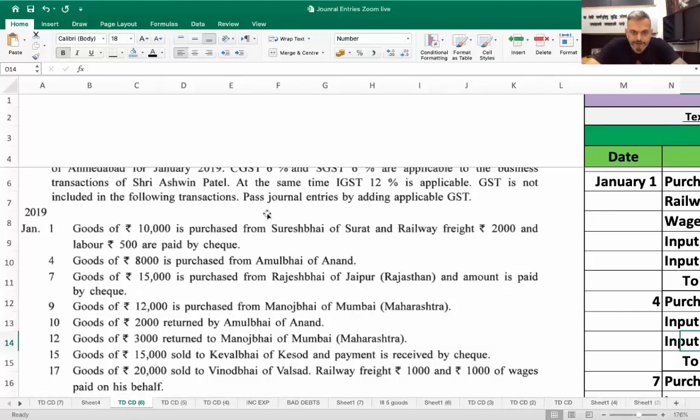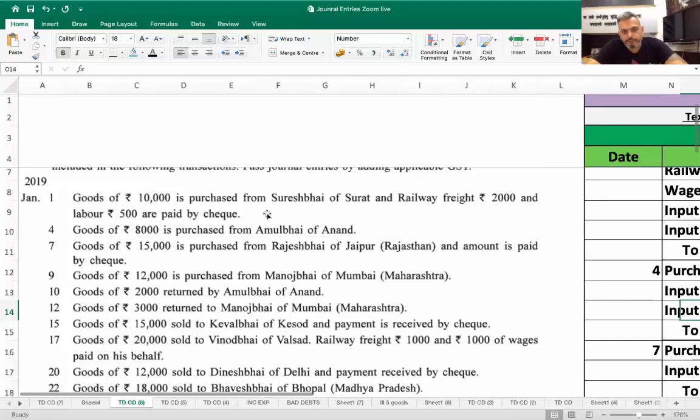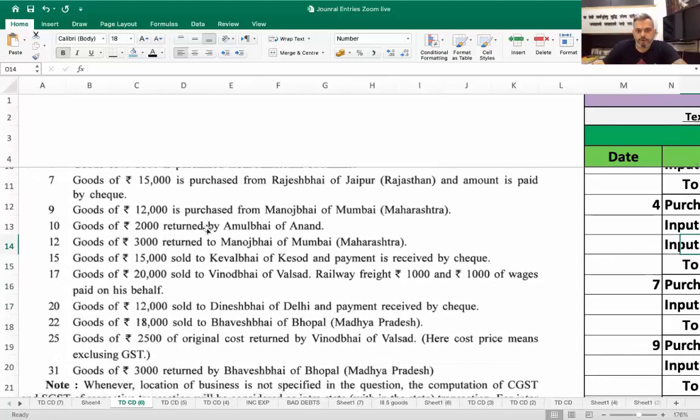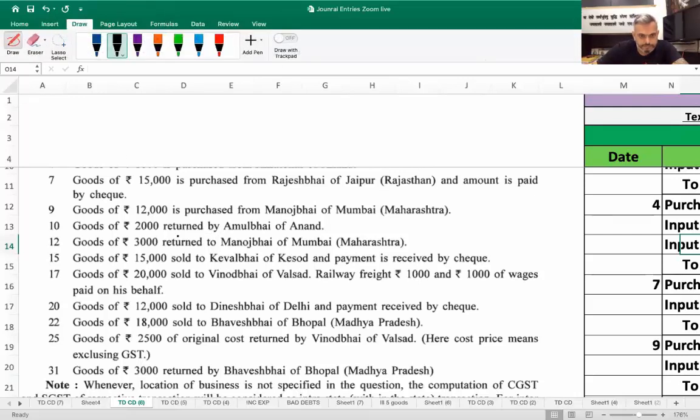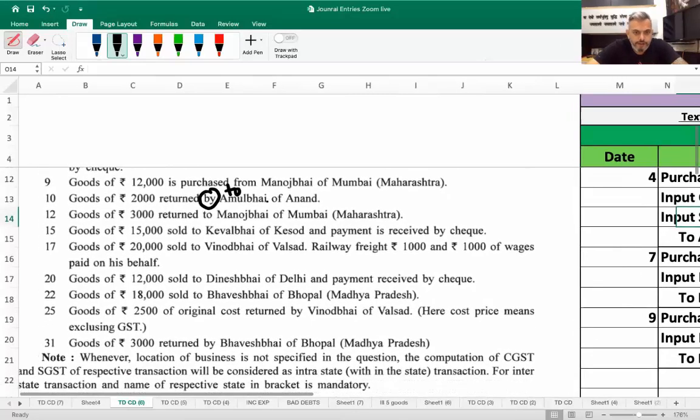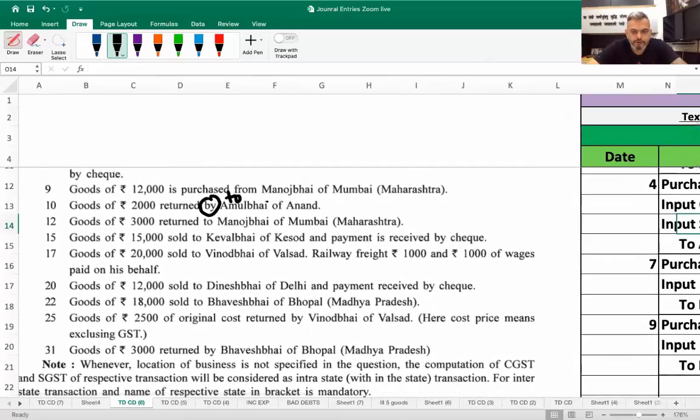I think there is a printing mistake. We have returned it to Amul Bhai. Okay, returned to Amul Bhai of Anand. Correct this. Return to Amul Bhai of Anand. It is purchase return. Okay, so Amul Bhai is the receiver.